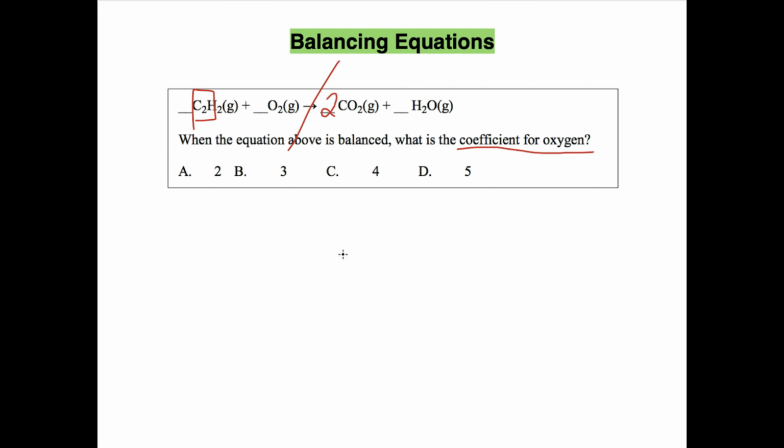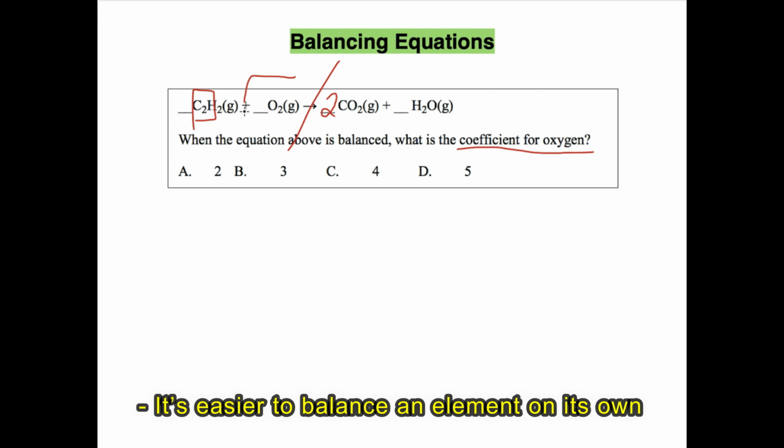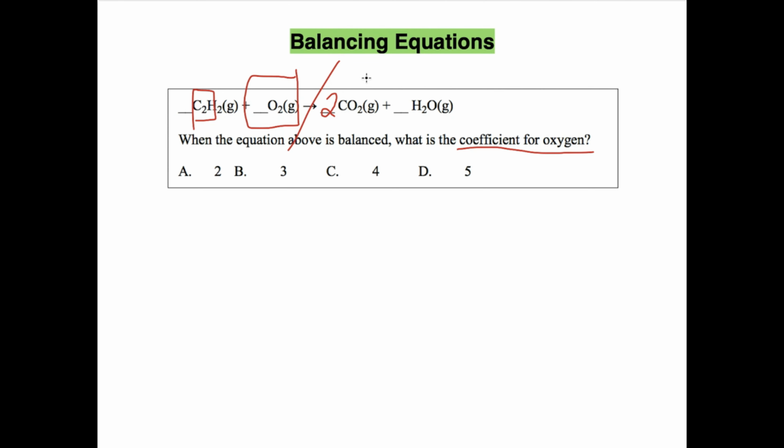Then I'm going to balance hydrogen. Why would I balance hydrogen first and not oxygen? Because as you can see, I can balance oxygen last because it's on its own. So I'm going to balance hydrogen next. There are 2 hydrogens on the left-hand side and 2 hydrogens on the right-hand side. So that's balanced. Now I'm going to balance oxygen.